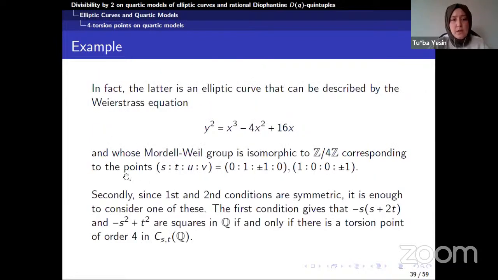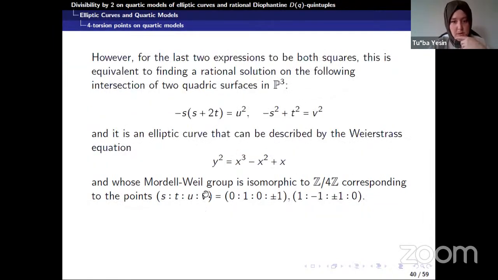And this is the same by using the, I'm sorry, this is the third condition. By using the third condition, we can say there is no four torsion point, and this is the same by using the first and the second condition. This is the same way.